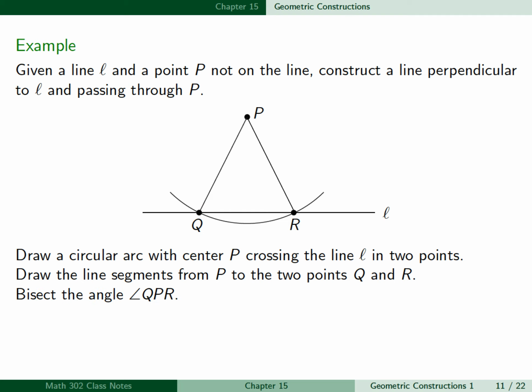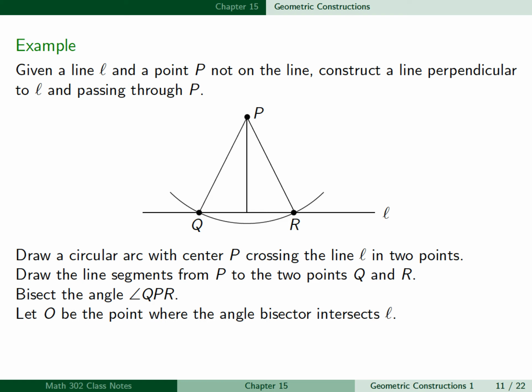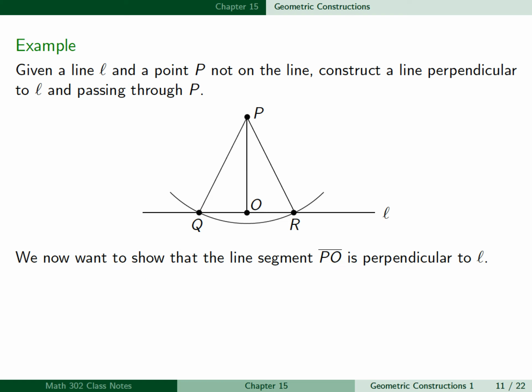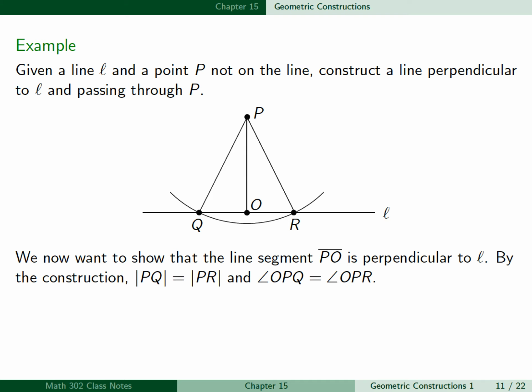Next, bisect the angle QPR, and let O be the point where the angle bisector intersects L. We now want to show that the line segment PO is perpendicular. By the construction, the length of PQ is equal to the length of PR, and the angle OPQ is equal to the angle OPR.